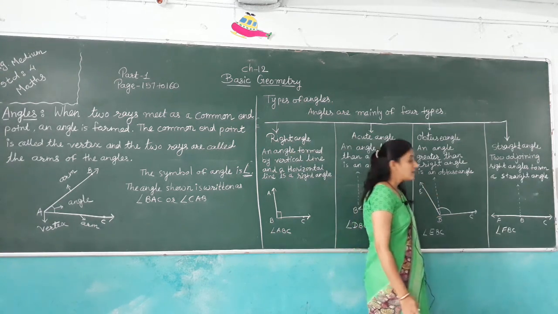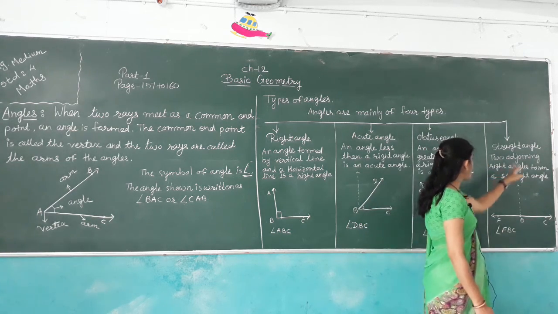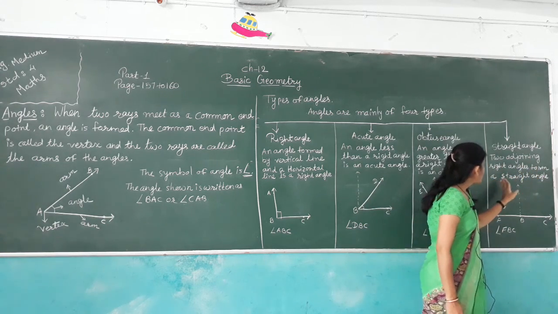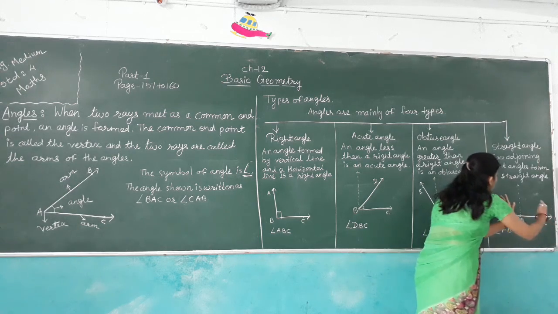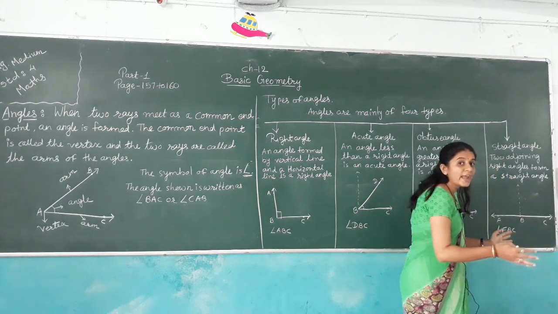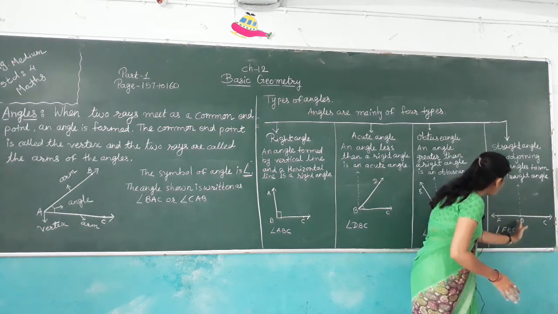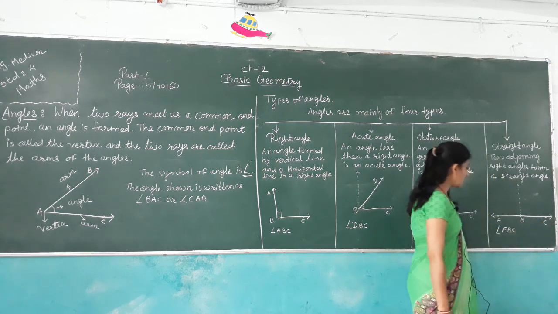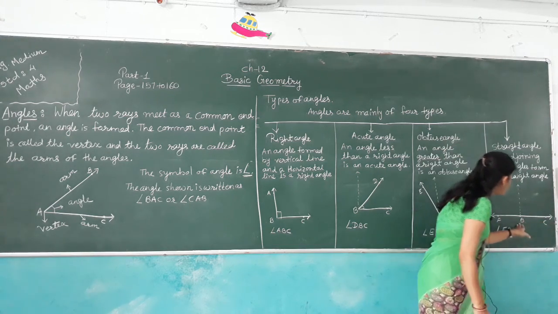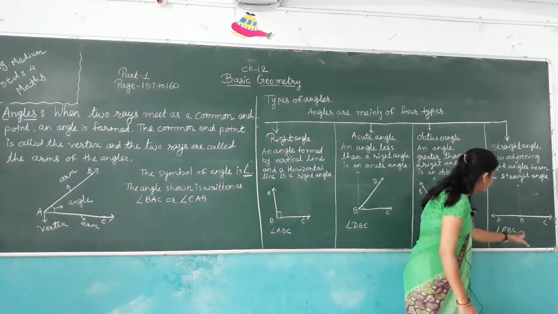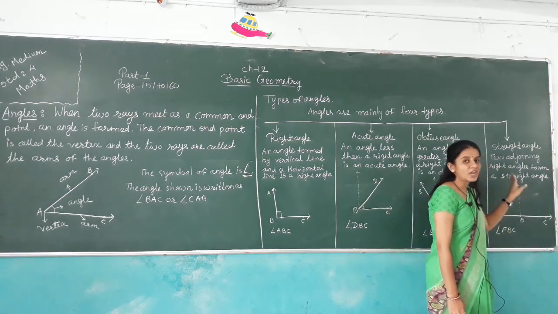Straight angle. Straight angle means two adjoining right angles form a straight angle. Two right angles join, and it makes a straight angle. Here FBC. Angle FBC is called a straight angle.